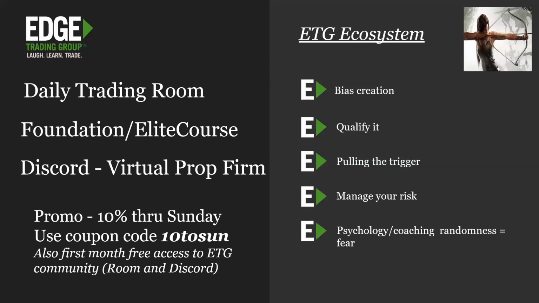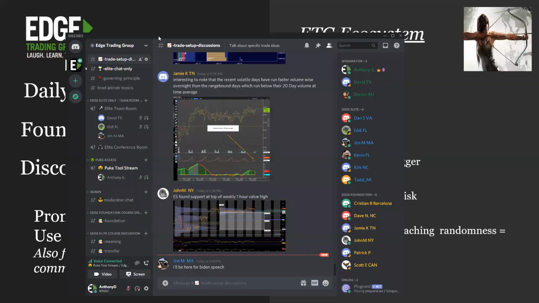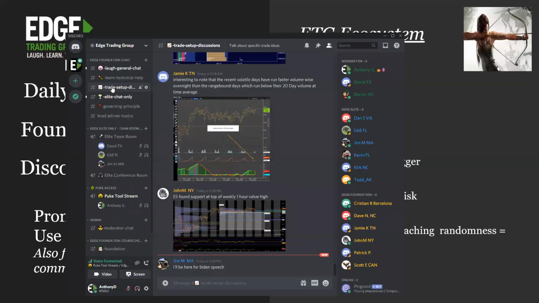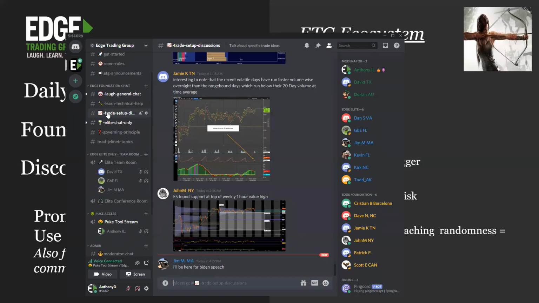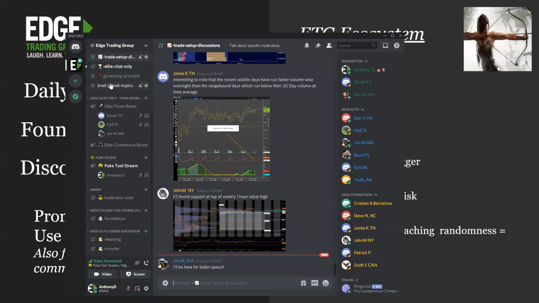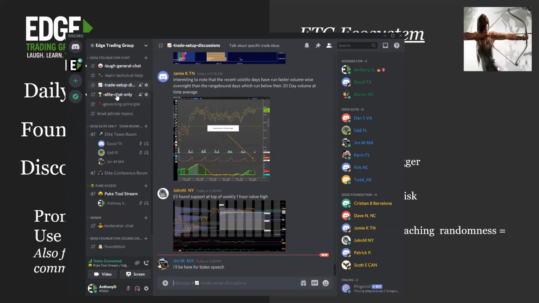Take a look at this right now in the Discord. I'll pull it across. Here are the posts in our trade setup discussion channel. We have a laugh general chat where people can let their hair down and share a laugh. Trade setup room, a chat channel just for elite members. And then here is the most interesting part. If you're an elite member, you get access to all of this plus this right in here. What's this right in here?